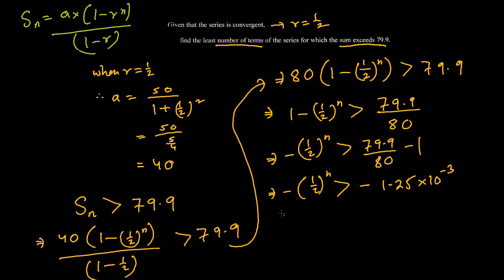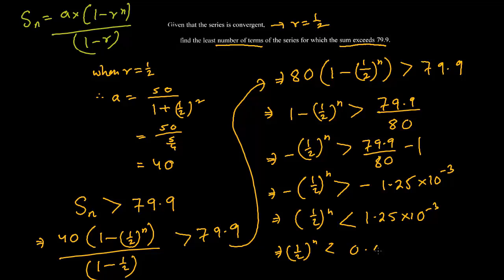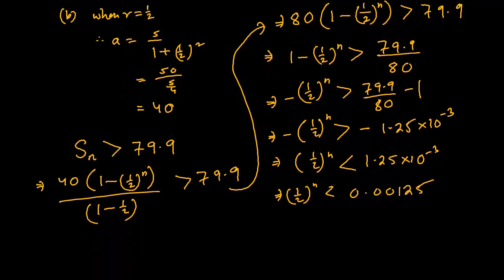Now we have this negative, we can cancel off the negative. And remember, when you cancel off the negative in an inequality, the inequality reverses. So from greater than, it will become less than, always reading from the left. So this would be 1.25 into 10 to the power minus 3. By the way, 1.25 into 10 to the power minus 3 is the same as 0.00125. It's the same thing. We don't have to write it as the standard form.